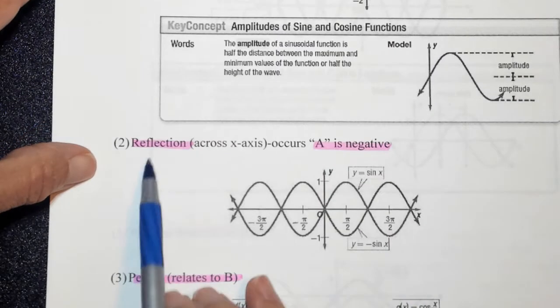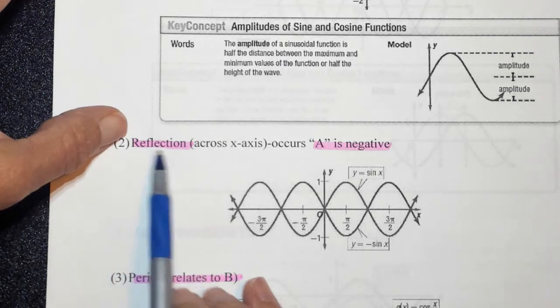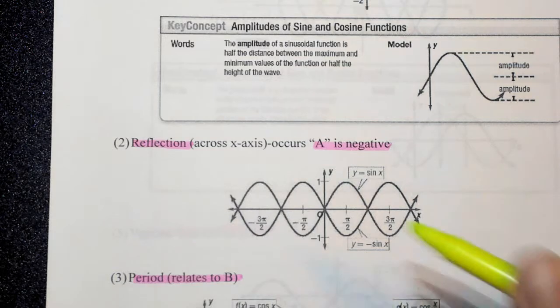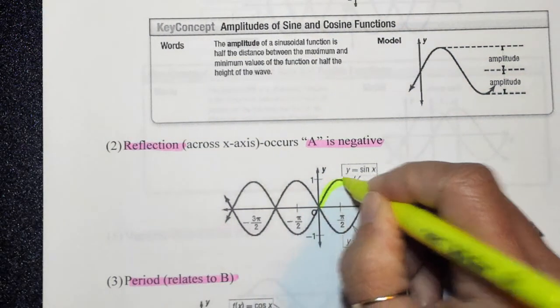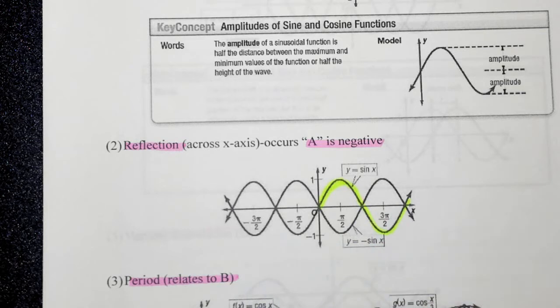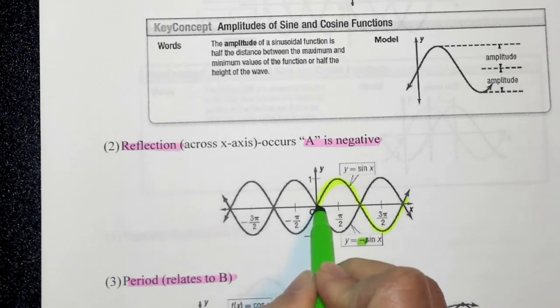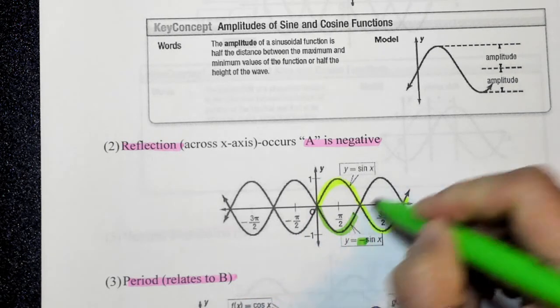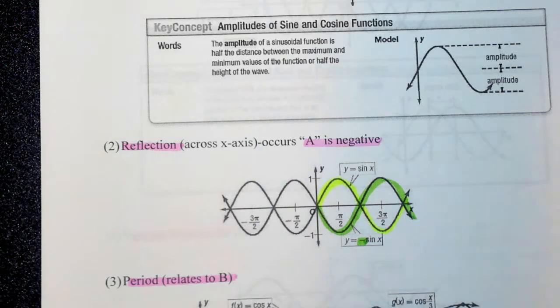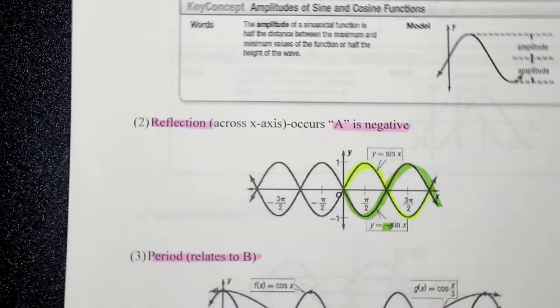This negative affects the reflection across the x-axis, meaning if this is my original parent function like this, if my function then became negative sine, see right here, that means this whole graph just flips over, or as we say it mathematically, reflects over the x-axis. Okay, so we have to look for these key pieces.